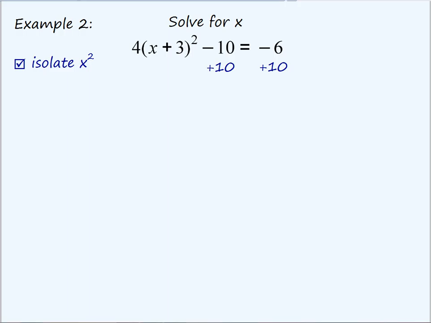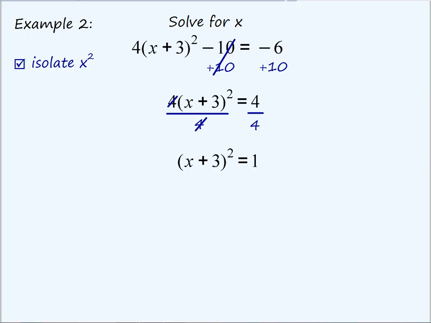First, we're going to have to add 10 to both sides to get rid of our constant. That's going to leave me with 4 times (x plus 3) squared equals 4. Then I need to get rid of my coefficient, so I'm going to divide both sides by 4. That's going to leave me with (x plus 3) squared equals 1.